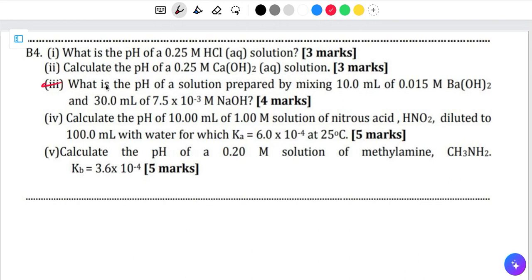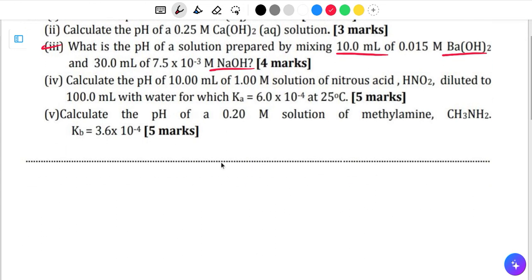So what is the pH of the solution prepared by mixing 10 mL of 0.015 molality of barium hydroxide as well as 30 mL of 7.5 multiplied by 10 to the power negative 5 molality of sodium hydroxide. So we are dealing with bases here. So let me just separate them. At first we have barium hydroxide. And then secondly we have sodium hydroxide.